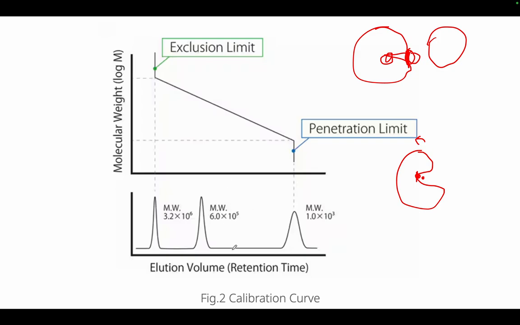If I had some smaller protein, maybe this is 5 times 10 raised to 4 Dalton, both of these can be separated well in this column because they are lying between the exclusion limit and the penetration limit.